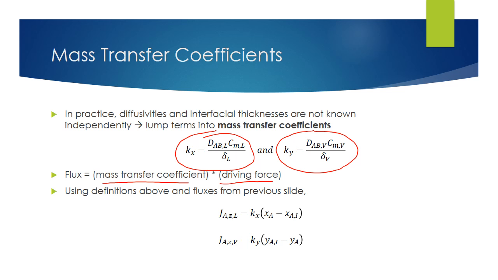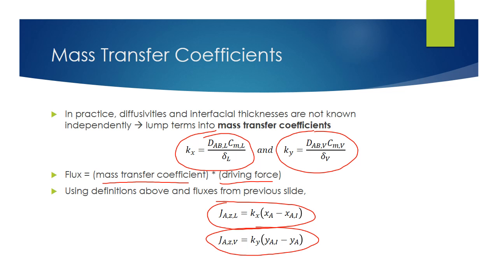So the bigger the difference is in mole fraction between the bulk fluid and the interface, the faster you expect mass transfer to actually happen. Also, the higher the mass transfer coefficient, the faster mass transfer happens. So our flux expressions now look like this for the liquid phase. So we have Kx times XA minus XAI. And for the gas phase, we have Ky times YAI minus YA.